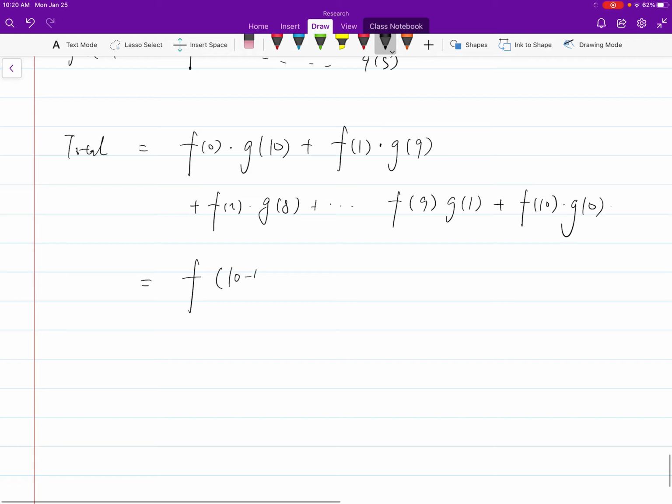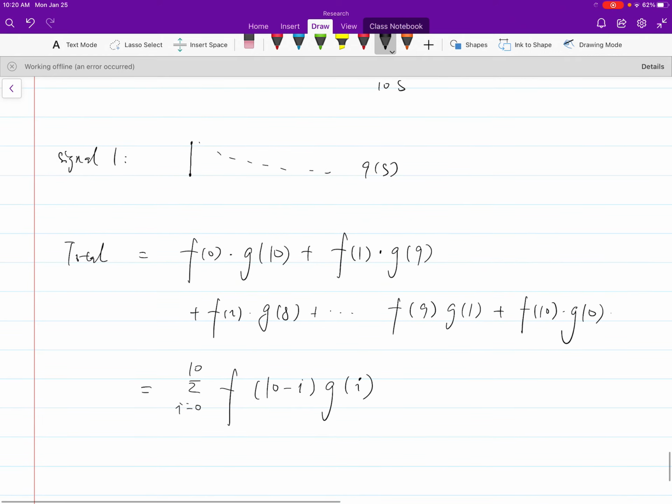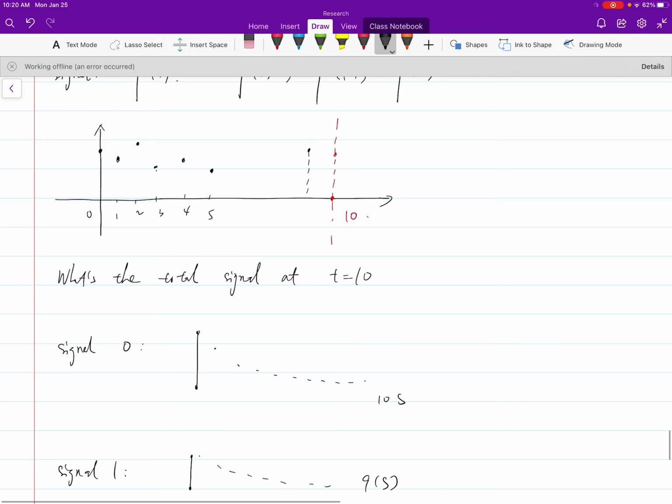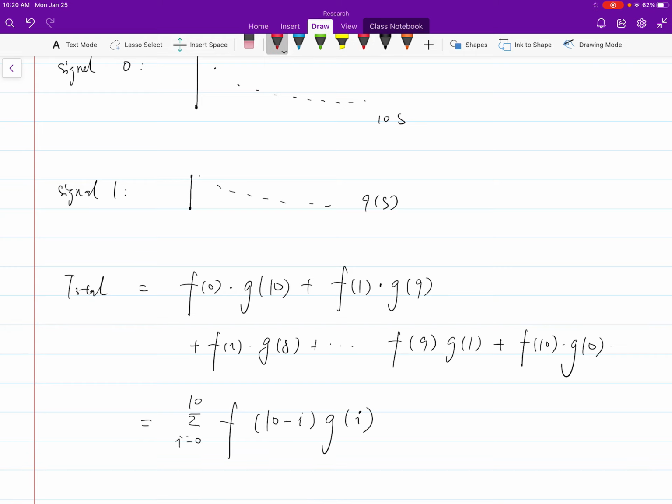Now if you write it down, this is nothing but f i times g 10 minus i. Make sense here? So how much signal have you received? You have received 11 signals, starting from zero. But each signal decays for a different period of time. The earlier the signal, the longer the decay. So if you have a big i, that means an early signal and a long decay. A small i means what? A very late signal, a very recent signal with a very small decay.